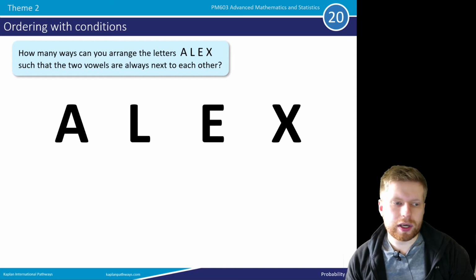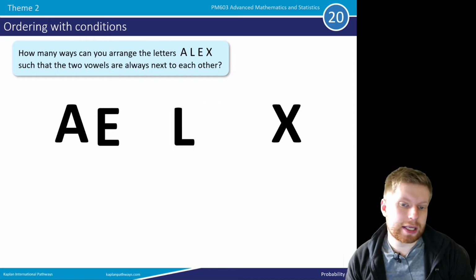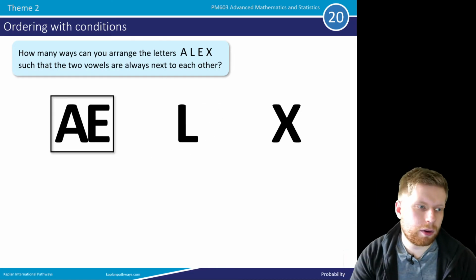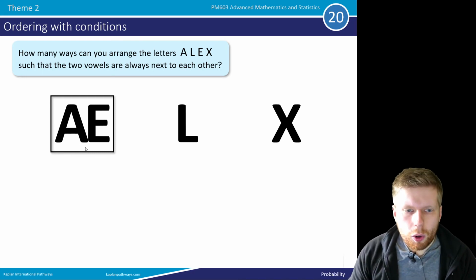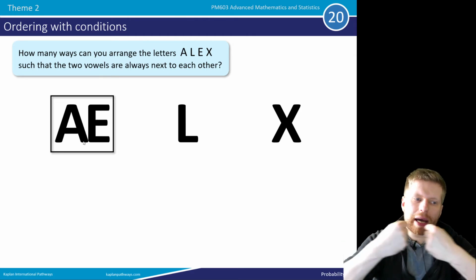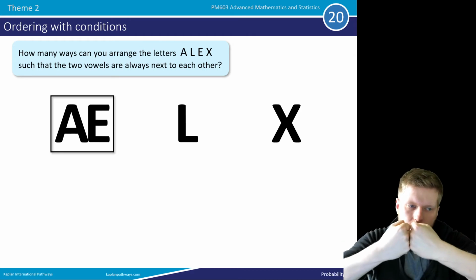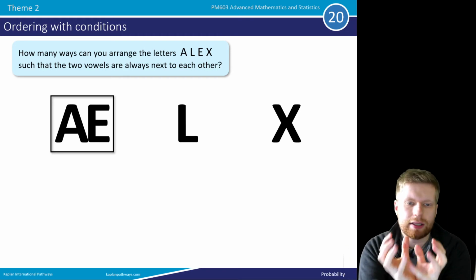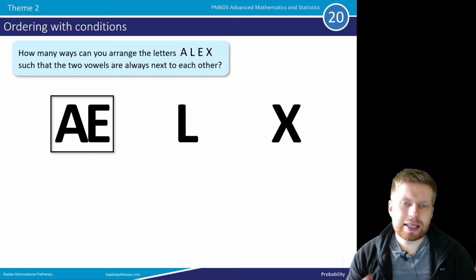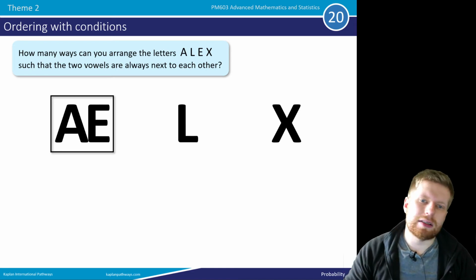Well, what I'm going to do first of all is just write it out so that the A and the E go together. So I'm just going to swap the E and the L round. And then, because I always want the A and the E together, I'm going to imagine them glued together. I'm going to imagine they are fixed, they cannot move. In other words, I'm going to treat them as one letter. So the A and the E now is one letter. So now what I'm left with are 3 letters.